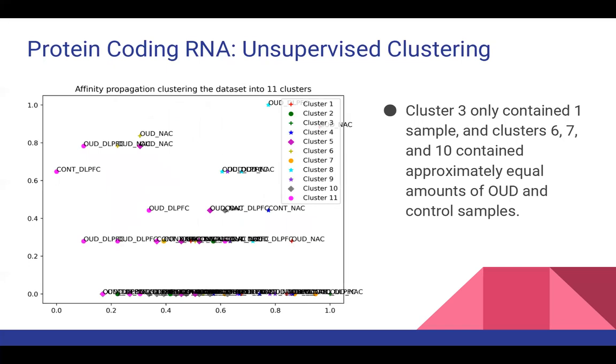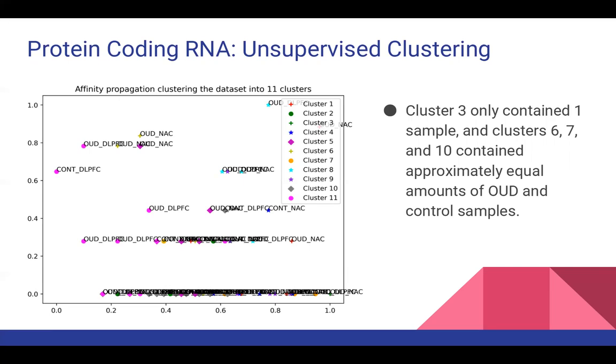Affinity propagation, unsupervised clustering of the significant data resulted in 11 clusters. Cluster 3 only contained one sample, and clusters 6, 7, and 10 contained approximately equal amounts of OUD and control samples. The remaining clusters were further analyzed using differential expression and the pathway enrichment analysis tool Enrichr.